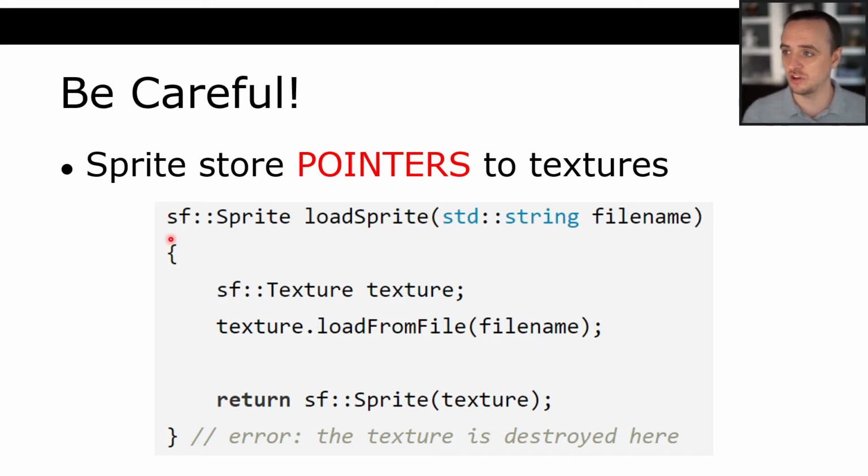We're going to have a function called load sprite from a file name, right? So what we're going to do is create a texture object in the local scope here on the stack. Then the texture is going to load from that file. And then we're going to return an sf::Sprite based on that texture. However, the texture object is destroyed when this function leaves scope. So now we've got a sprite storing a pointer to a texture object that no longer exists. And so this would probably either crash when we tried to run it, because it's trying to dereference some pointer that no longer is allocated in memory, or it would draw like a white box to the screen or something like that.